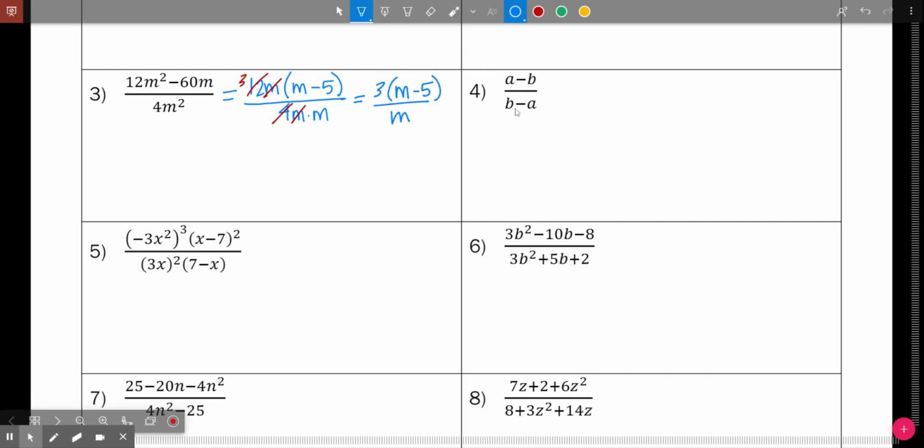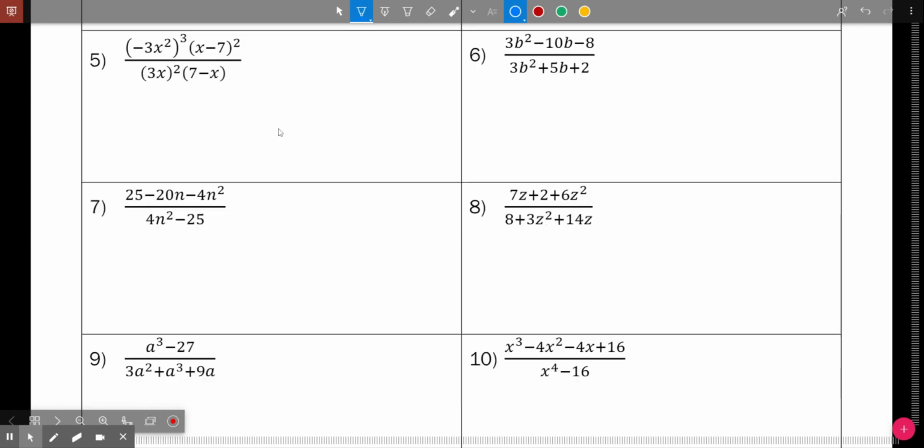In number 4, this is an example of when you need to make sure you factor out the negative. So in the bottom of my fraction, I have b minus a, and in the top, I have a minus b. If I factor a negative out of the bottom of the fraction, then the bottom of the fraction becomes negative times a minus b. Now I have an a minus b in both the numerator and the denominator, and that leaves me with 1 over negative 1, so just negative 1.